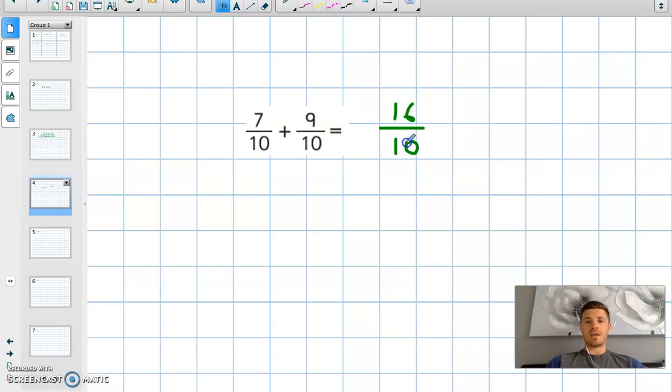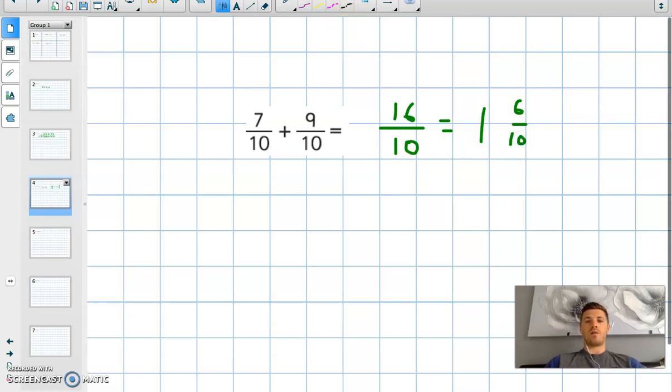Now, as you can see, this is an improper fraction at the moment, so what you can do is convert that into a mixed number. The way that you do that is by dividing the numerator by the denominator. So how many 10s are in 16? Well, there's 1. And we've got a remainder 6. So that becomes our new numerator, and then the denominator stays the same.